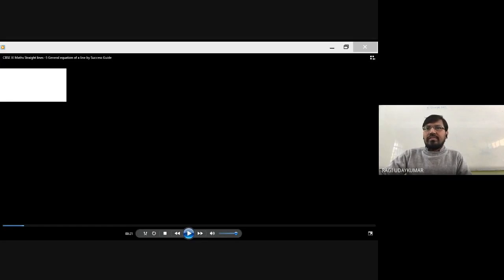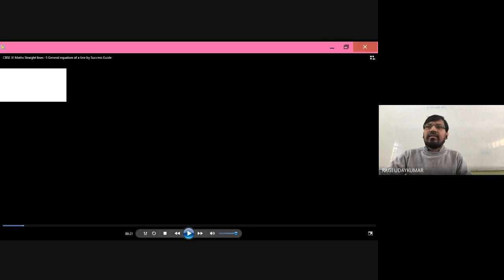General form of the equation of a line. So the general form, what is the general form of the equation of a line? Does anyone know? Can anyone say what is the general form of the equation of a line?